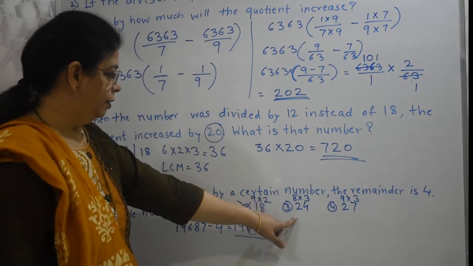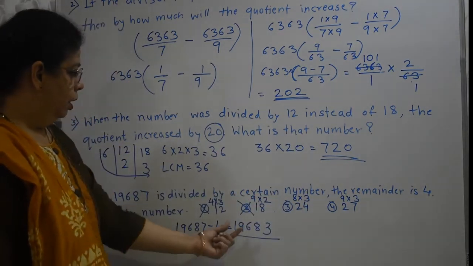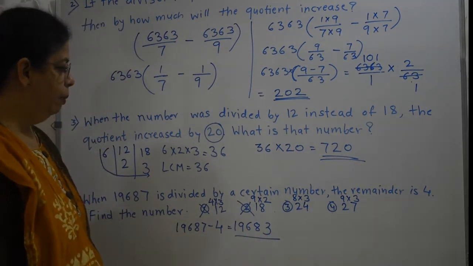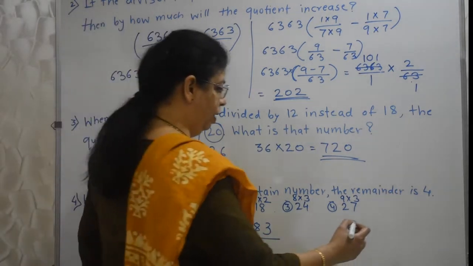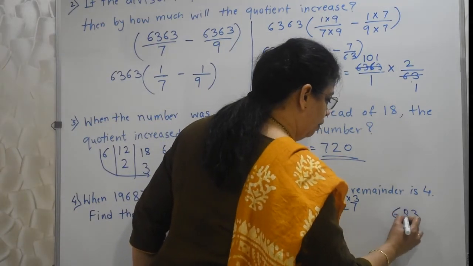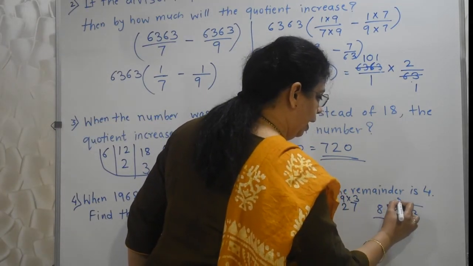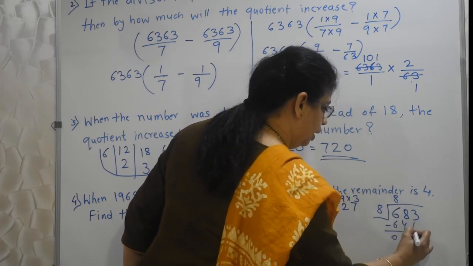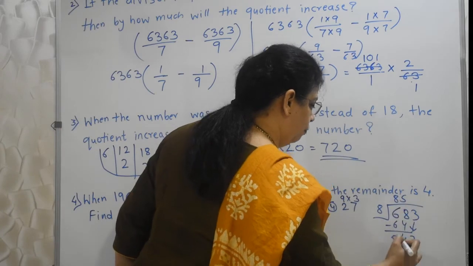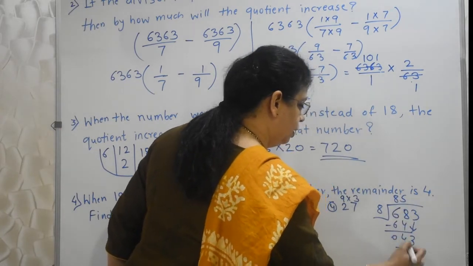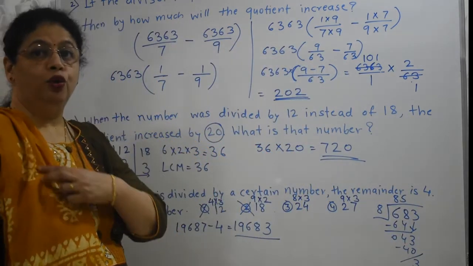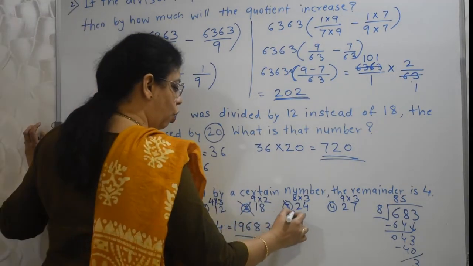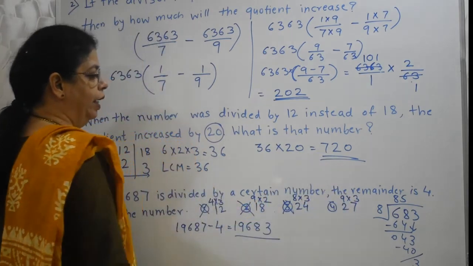Here 8 and 3. The last 3 digits, I must find out whether they are divisible by 8. So 683 divided by 8. 8 8s are 64. Then I have taken 3. 8 5s are 40. So the remainder is 3. It means the remainder should have been 0, but it's 3. It means it is not divisible by 8. So gone. Now we need to find out by 9 and 3.